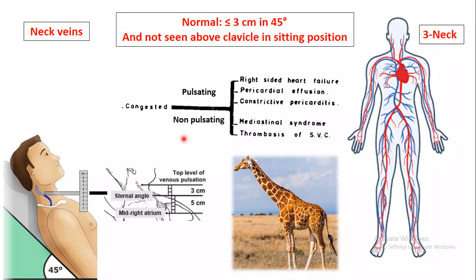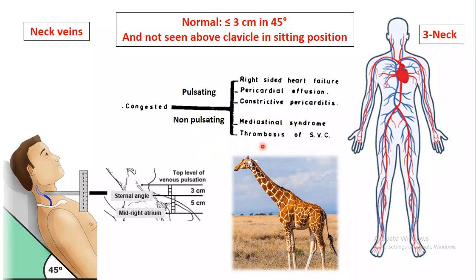On the other hand, the cause of non-pulsating neck veins is obstruction of the internal jugular vein connection with the right atrium. This is caused by compression from outside, like in mediastinal syndrome or Pancoast tumor, or obstruction inside, like thrombosis of the superior vena cava.